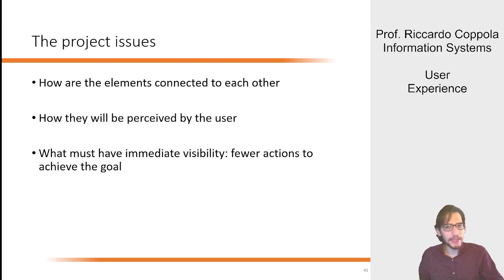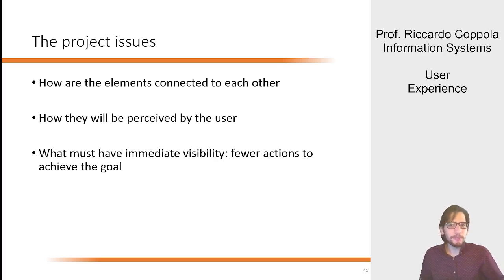So, like the buttons in the elevator dashboard, why they were placed that way, how they will be perceived by the user, so are they understandable? Do I have 60 buttons on a remote control and my user feels overwhelmed by it? And I also need to understand what buttons, what elements must have immediate visibility. So those that are crucial because they are related to the most important functions.